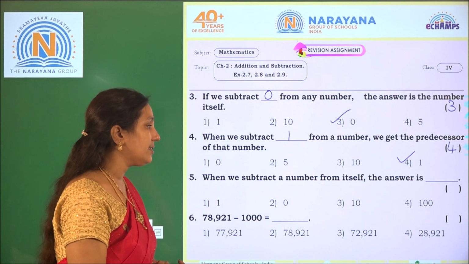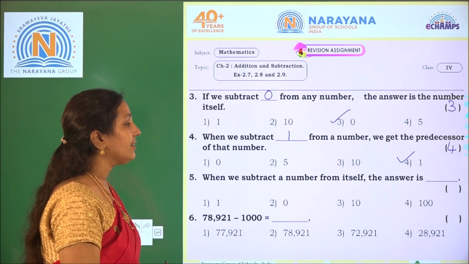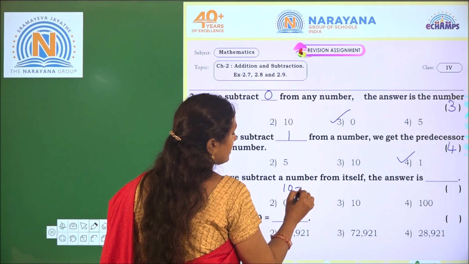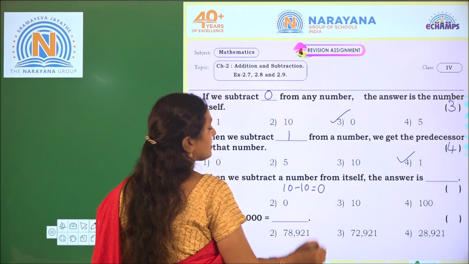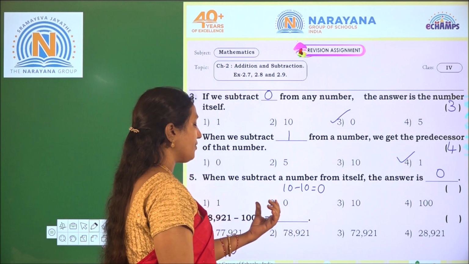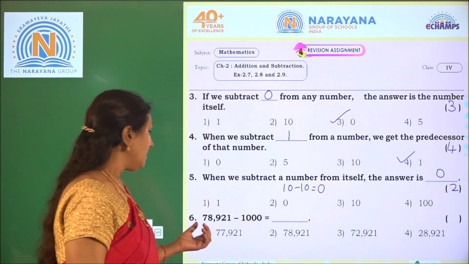Next, when we subtract a number from itself, the answer is dash. Suppose we are subtracting 10 minus 10. What did you get? 0 as the answer. So 0. So which is the correct option from the given one? 2. Next one.